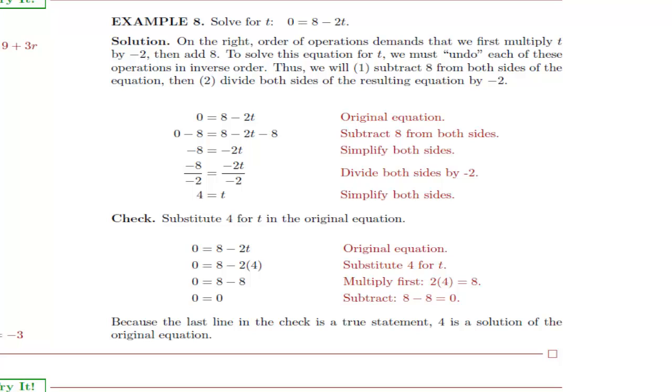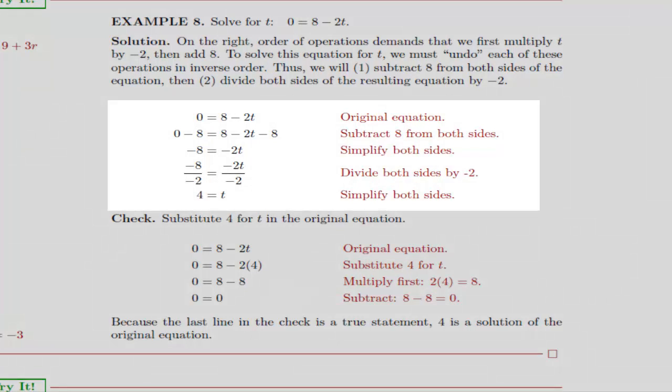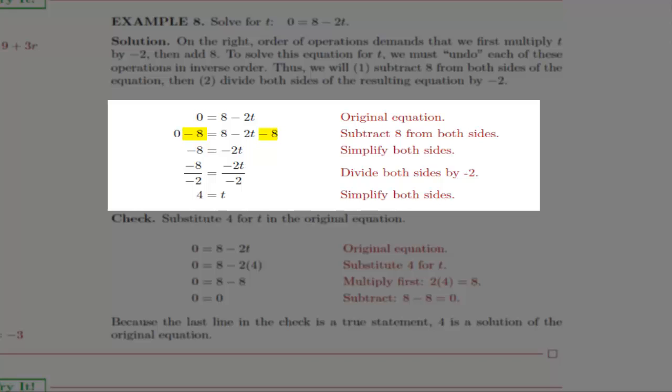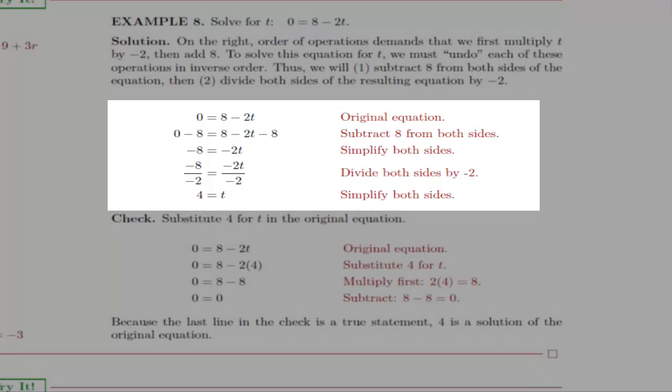Example 8. Solve for t in the equation 0 equals 8 minus 2t. Solution. On the right, order of operations demands that we first multiply t by negative 2, then add 8. To solve this equation for t, we must undo each of these operations in inverse order. Thus, we will first subtract 8 from both sides of the original equation to get negative 8 equals negative 2t, then divide by negative 2 on both sides to get 4 equals t.